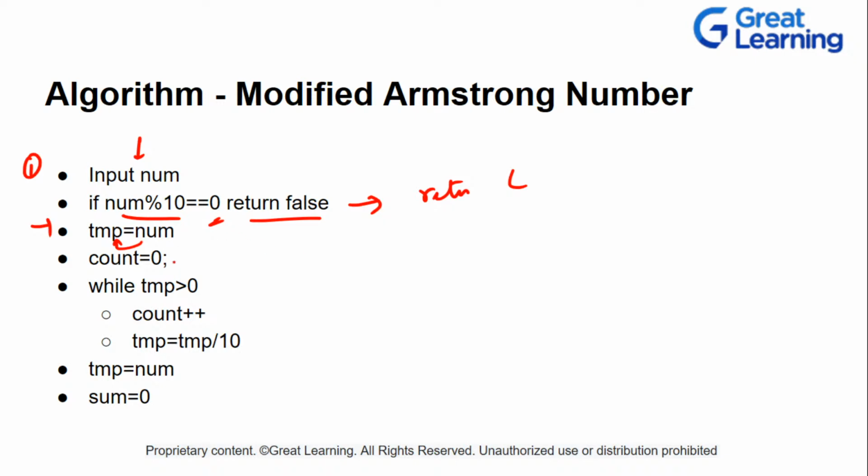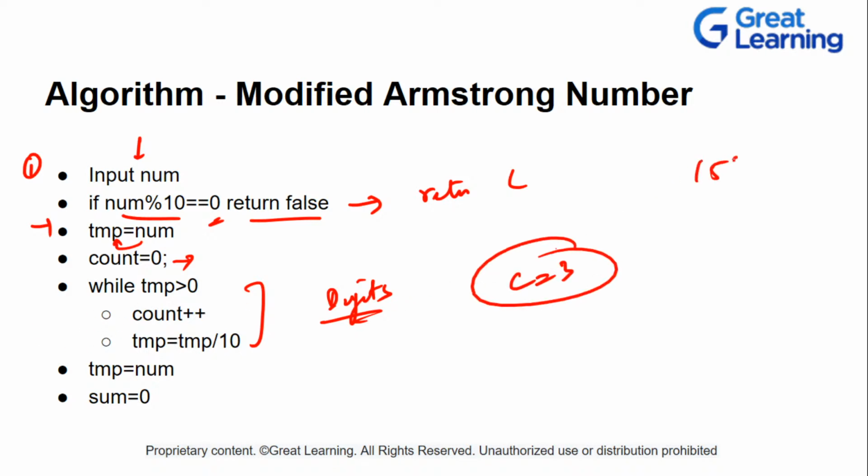Done. You have this counter which will help you find the number of digits. So this is finding your digits, right? While temp is greater than 0, count plus plus, temp equal to temp divided by 10. You do it again and again and again. You have your count equal to 3 in case of 153, right? You have your number of digits.